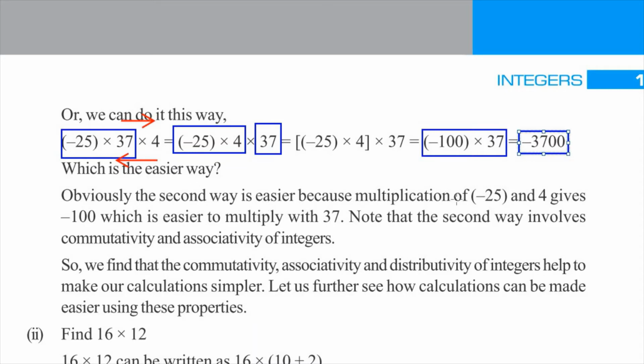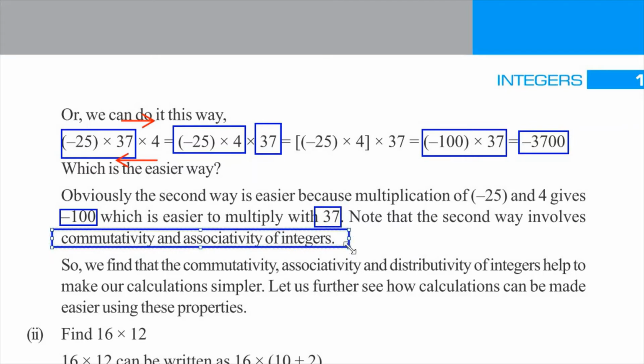Obviously, the second way is easier because multiplication of minus 25 and 4 gives us minus 100, which is easier to multiply with 37. Note that the second way involves commutativity and associativity of integers. So how do we know that even when we flip the positions, the product is going to remain unchanged? This is because we know by the commutative and associative laws that even though we change the order, the product is going to remain the same. So we find that the commutativity, associativity and distributivity of integers help to make our calculations simpler.